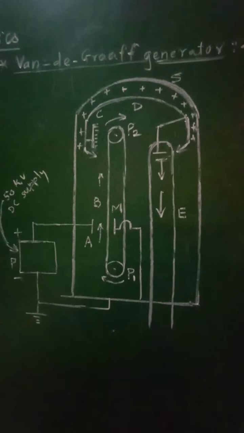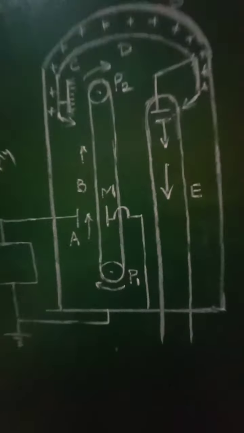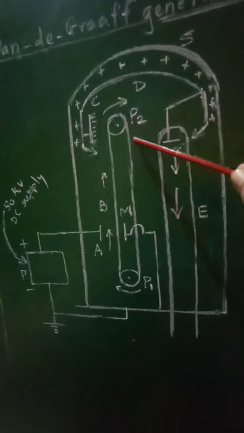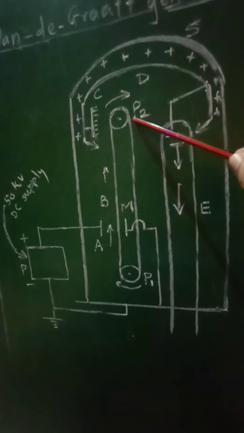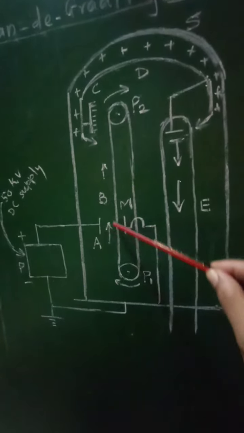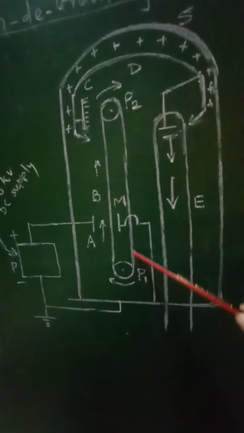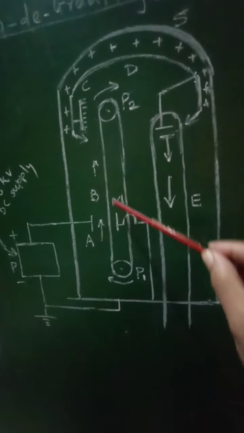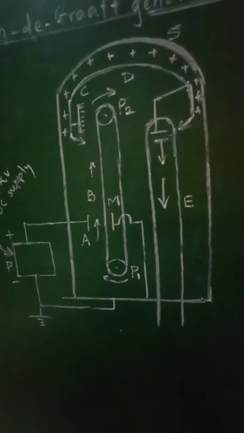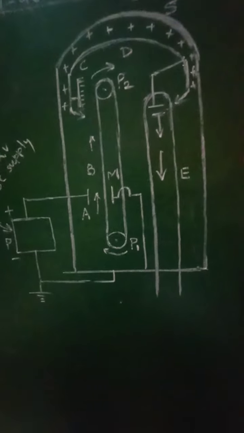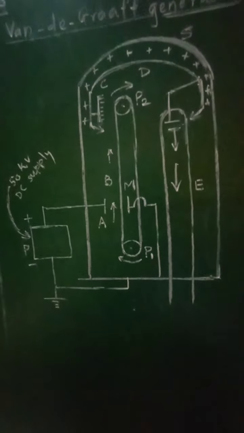Here P1 and P2 are the two pulleys. So in this diagram, P1 and P2 are the two pulleys on which a conveyor belt is running. So this is the belt B, which is running over these two pulleys P1 and P2.